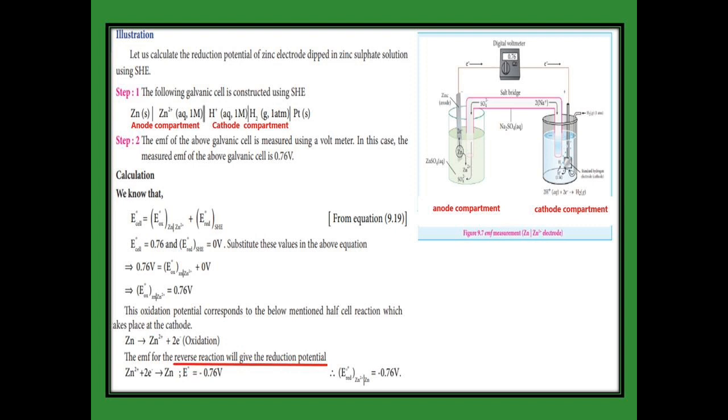But the question asks for reduction potential, not oxidation potential. In anode we are getting oxidation potential. So they ask for reduction potential, so we have to reverse the reaction, and we have to reverse the sign of the voltage also. What is the voltage for zinc? 0.76 volt, but that is only the oxidation potential. For reduction potential we reverse the reaction, so the sign also gets reversed. So what is the value now? Reduction potential is minus 0.76 volt for zinc.